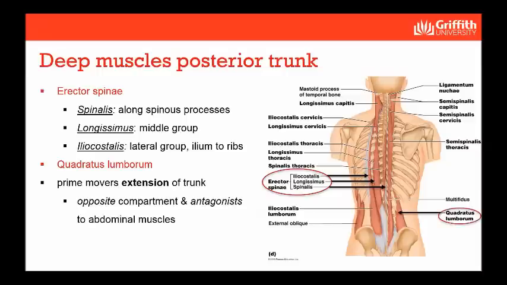The muscles of the erector spinae and quadratus lumborum together extend the trunk. They are located in the posterior compartment, opposite to, and therefore they are antagonistic to, the abdominal muscles.